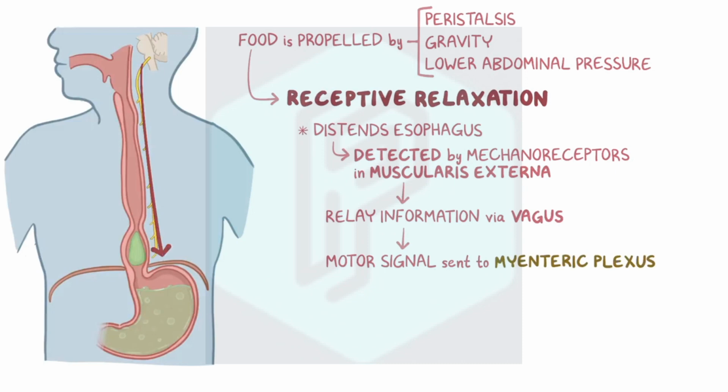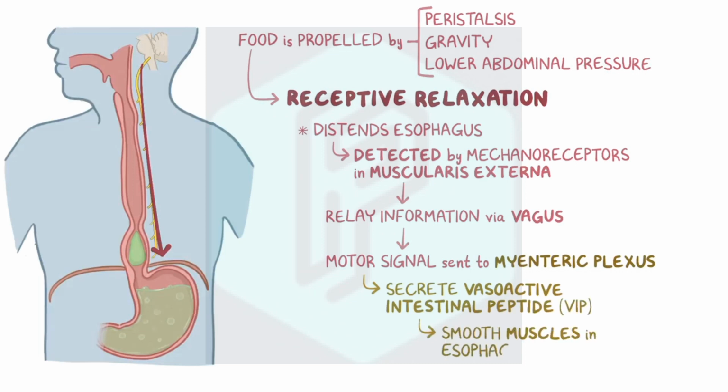The nerves in the myenteric plexus secrete a neurotransmitter called vasoactive intestinal peptide, or VIP, which causes the smooth muscles in the esophagus and the orad region of the stomach to relax. This relaxation lets the food through, and it's received by the stomach, hence the term receptive relaxation.